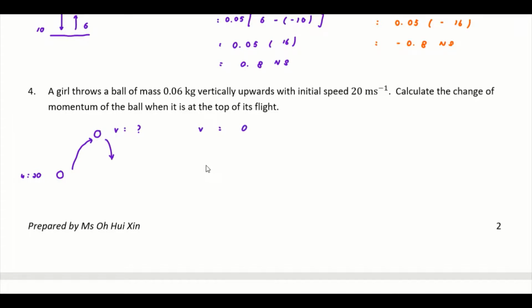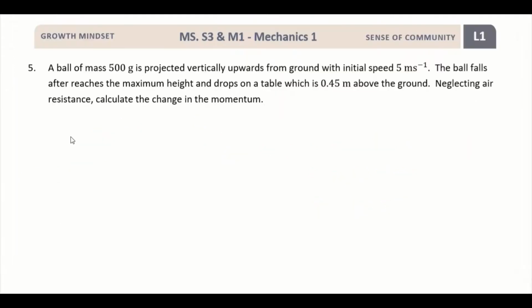We know that if this ball reaches its maximum height, the final velocity is just equal to 0. So let's denote going down as positive. Then the change in momentum will be equal to the mass, final velocity is 0, and then we minus off the negative, so minus of negative 20. Final minus the initial, and the initial is in the negative direction relative to the direction that we denoted here. So 0.06 multiplied by 20, and from that we get 1.2 Newton second. Okay, so number 5.